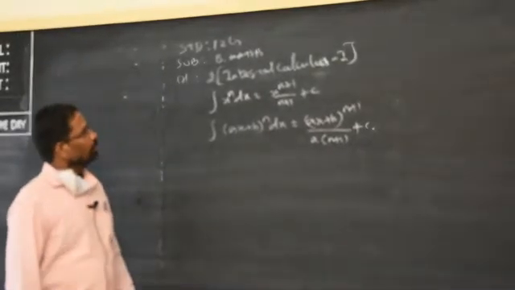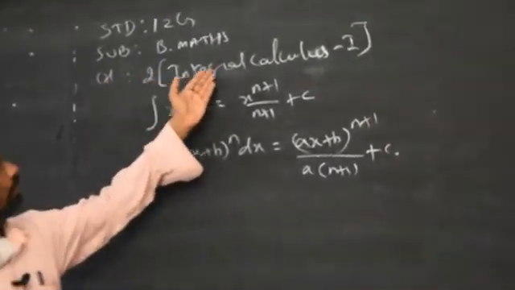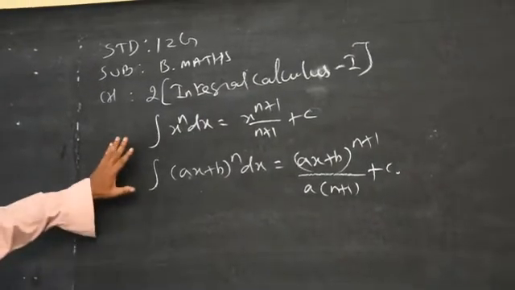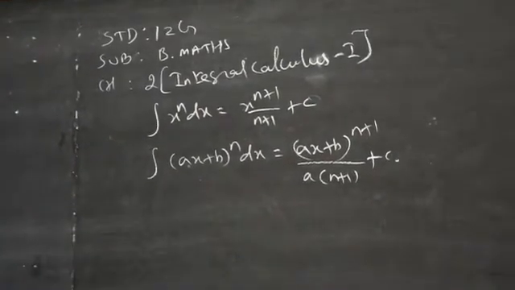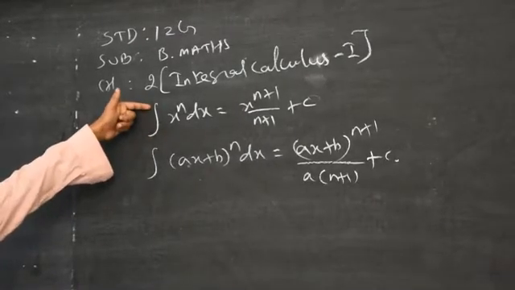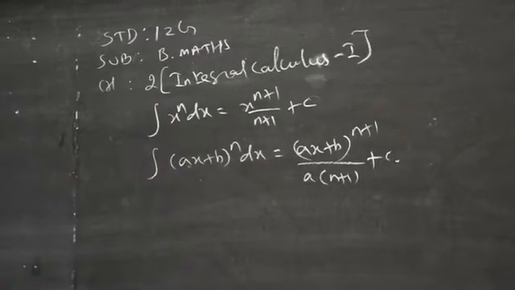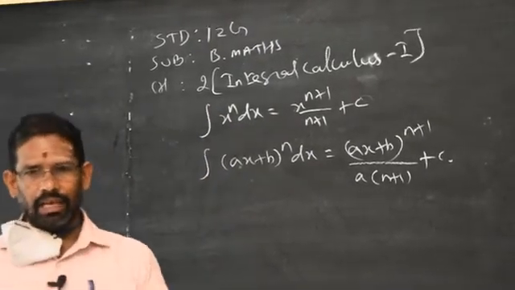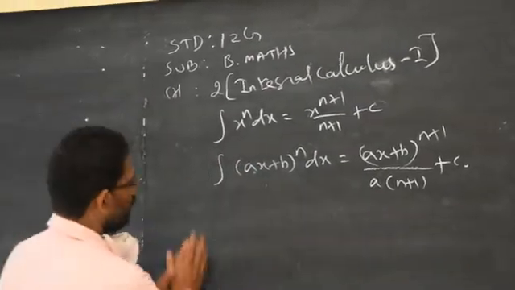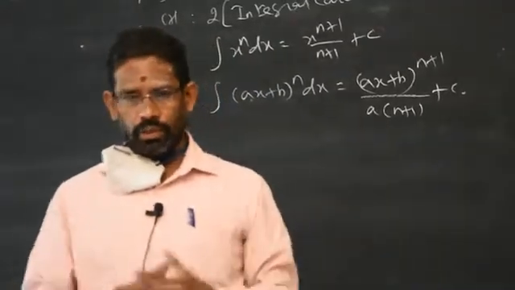Today we will see the second chapter, chapter number 2, integral calculus part 1. In the first exercise we have two formulas. The symbol stands for integration. You have to read it as integrate x power n with respect to dx. Integration is nothing but anti-derivatives. Integration is meant for finding the area and the sum total.